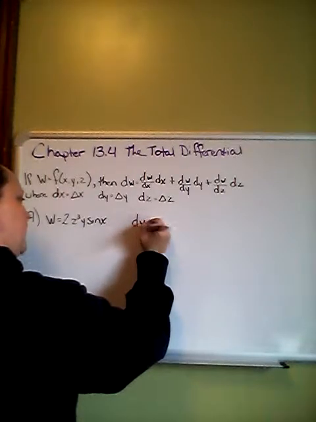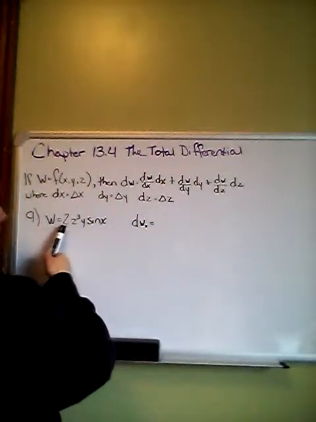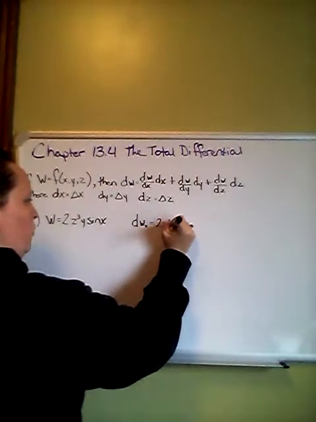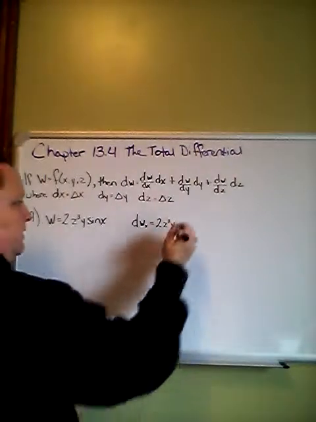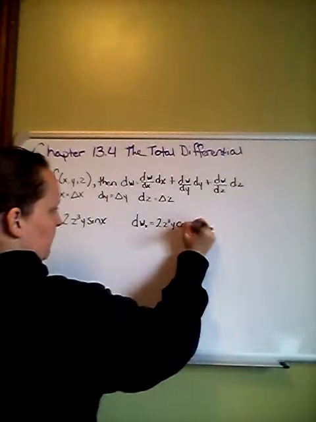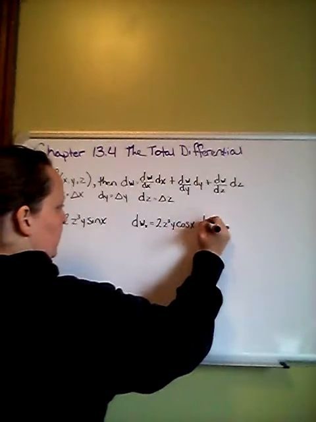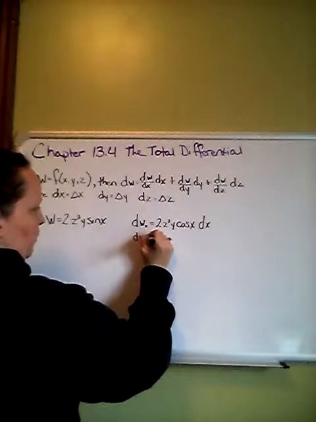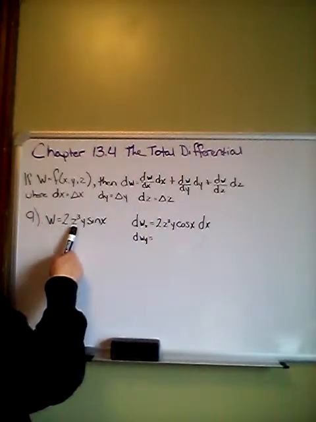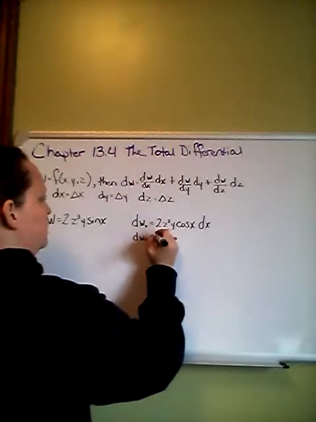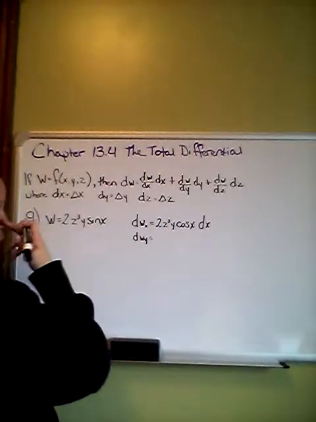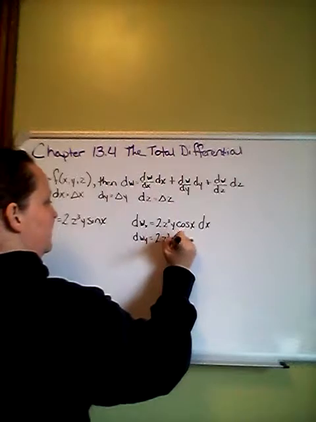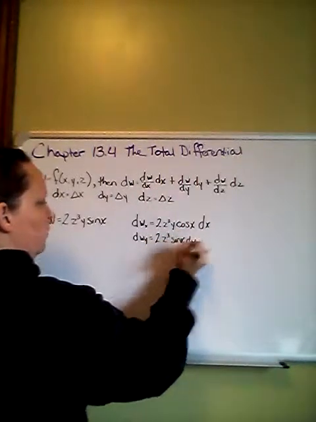So dw with respect to x is going to be, as all of these are constants in front of the sine, 2z cubed y, and then of course the derivative of sine of x is cosine of x, and then this entire thing is multiplied by dx. Then we're going to need to differentiate w with respect to y. Now, the 2 and the z and the sine are all constants for this function, so they'll stay the same. And y, of course, its derivative is going to be 1, so it's just going to go away. So we will have 2z cubed sine of x dy.